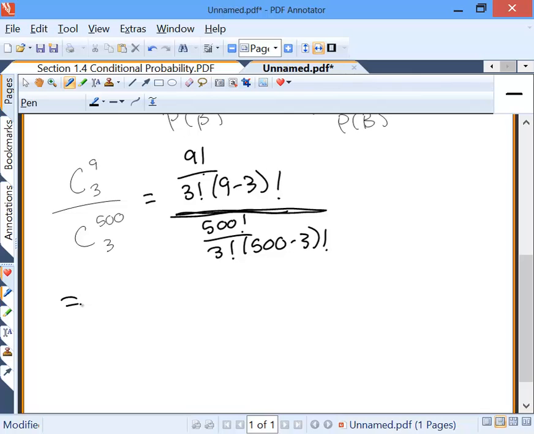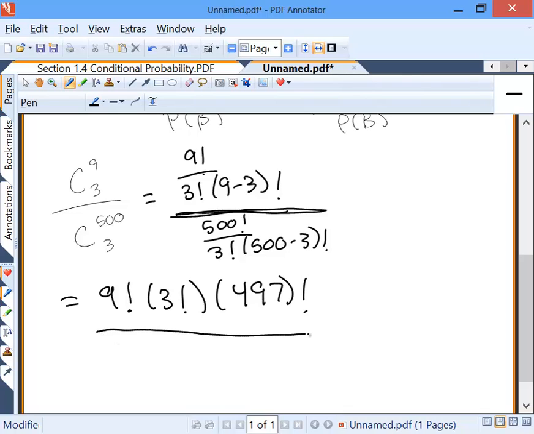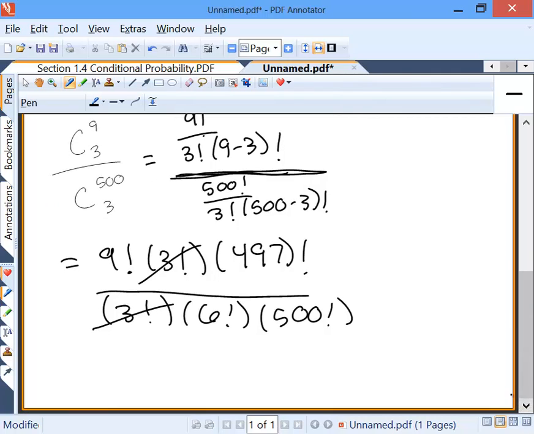So this is a complex fraction. I end up getting 9 factorial times 3 factorial times (500 minus 3, so 497) factorial, over 3 factorial, 6 factorial, 500 factorial. Everyone good? You're my people that make sure I don't mess up. This 3 factorial, that 3 factorial are gone. Let's simplify. It's 9 factorial over 6 factorial times 497 factorial over 500 factorial.